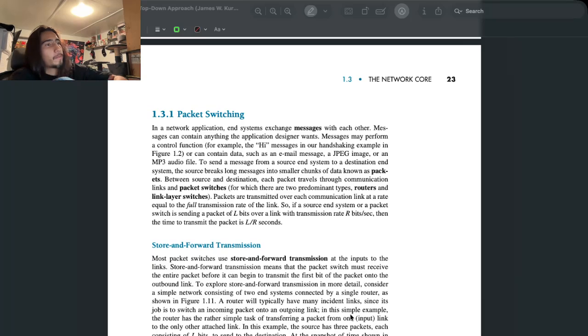Okay, so if a source end system or a packet switch is sending a packet of L bits over a link with transmission rate of R bits per second, then the time to transmit the packet is L over R seconds.